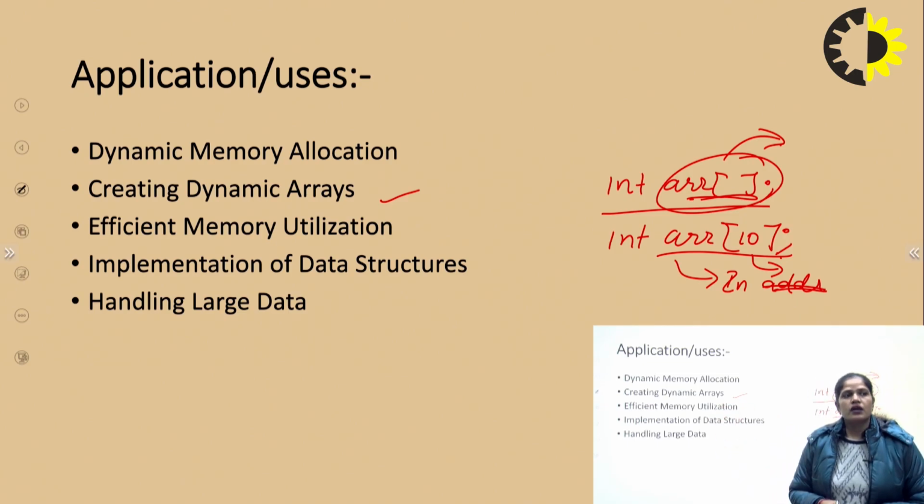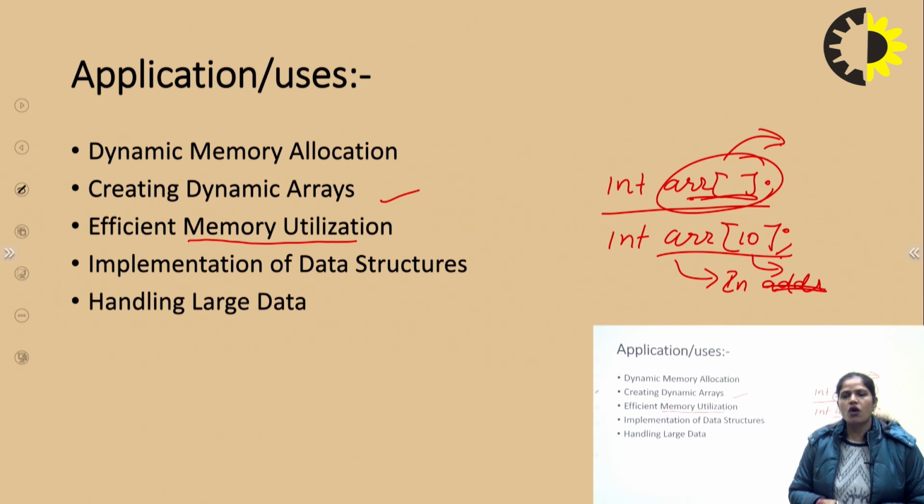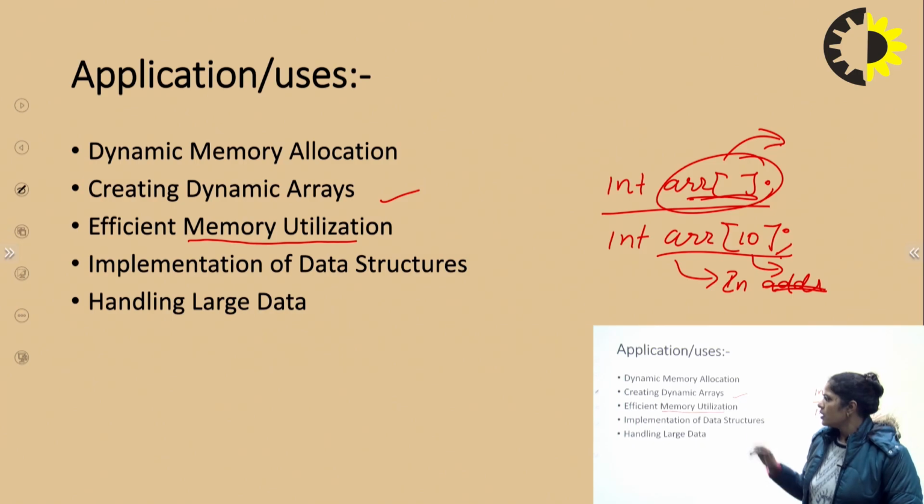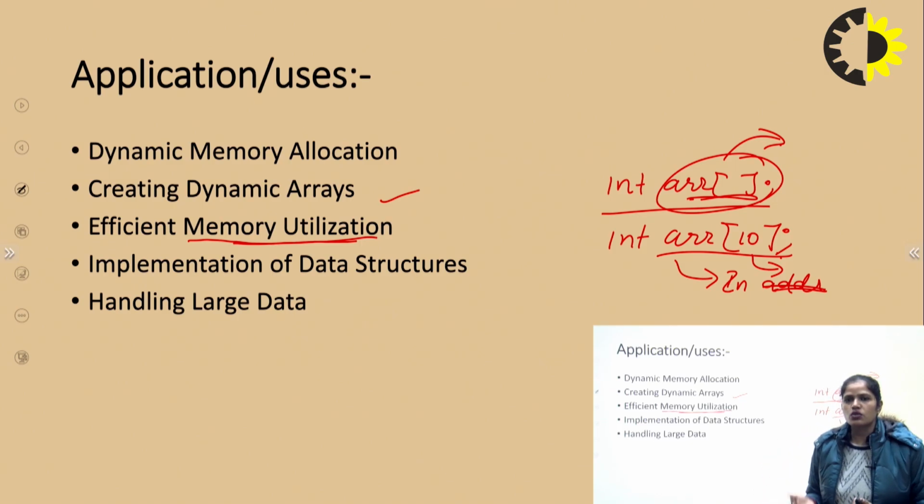Next, another use of the malloc function is efficient memory utilization. Why efficient memory utilization? Because if I have a requirement of 5 blocks of memory, I handle it according to that situation, but if at another time I require 20 bytes for the same implementation, I can extend the size of the memory by using the dynamic memory allocation function, or you can say the malloc function, right?